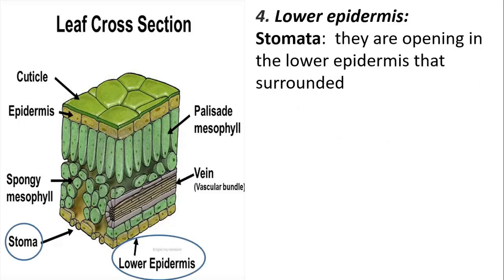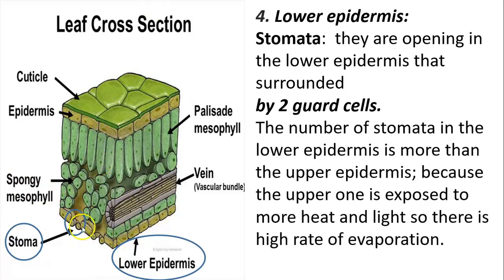Then we have the lower epidermis. The lower epidermis contains stomata. What's the function of stomata? Simply, the stomata is the pore that allows the oxygen and the carbon dioxide to pass to our leaf. It's surrounded by two guard cells. Guard cells are responsible for opening or closing the stomata.